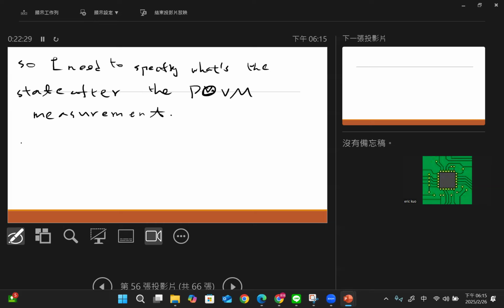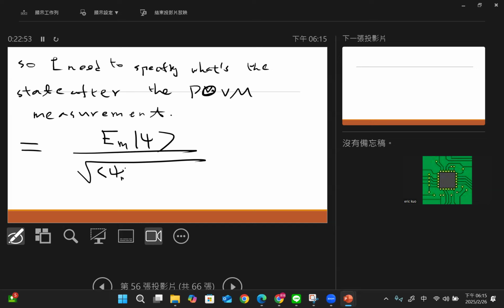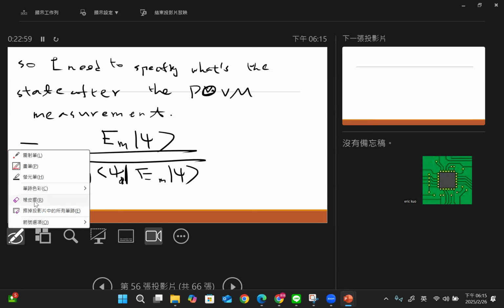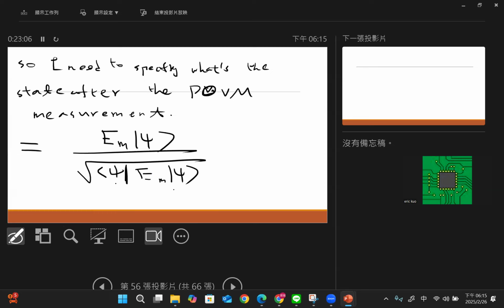So let me just write this down. Up to now it's good. Okay, so let's say you get outcome M. Then the state will collapse to, I should say, the state will be the following. This is the axiom.